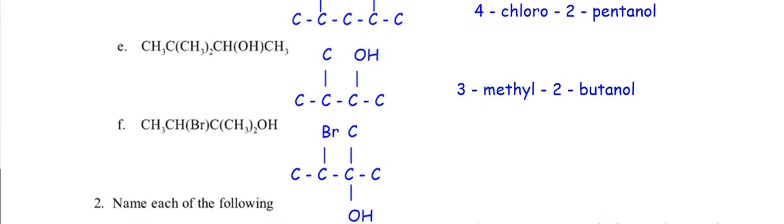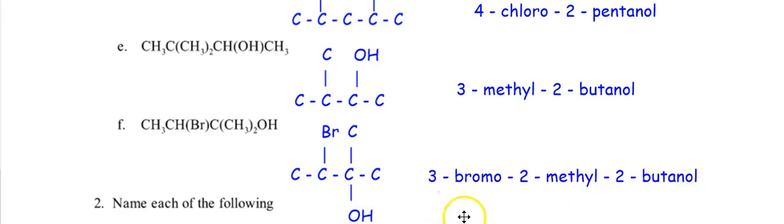And then the last one here, all right, again, there's a lot of stuff going on, but really the longest chain is still going to be a butane. So I'm going to number it from right to left again. So I end up with 3-bromo, because bromo comes before methyl alphabetically. So 3-bromo-2-methyl-2-butanol. All right, so now we got to name the following down here.